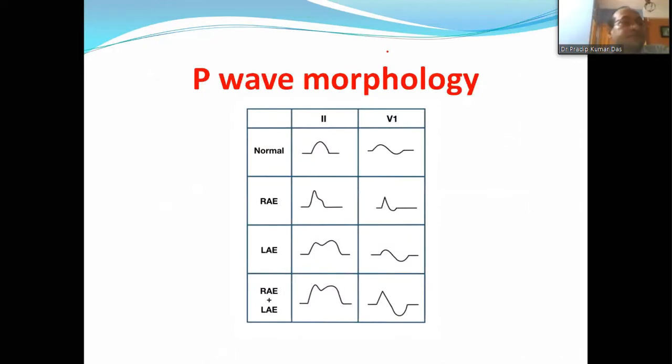P wave morphology. P wave morphology is normal, as I said before, upright in lead 2 and biphasic in V1. In right atrial enlargement, the first 1/3 is pointed upward, elevated upward in both leads. In left atrial enlargement, you can see here that the contour is enlarged in the last 1/3 of the P wave. And in case of both right atrial and left atrial enlargement, the whole P wave morphology is changed.